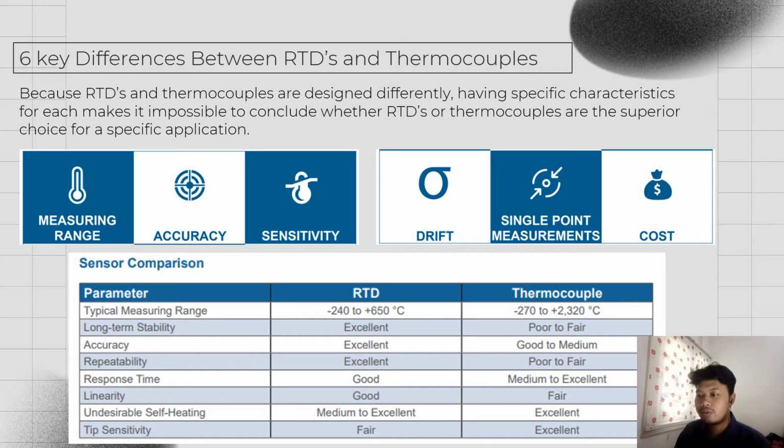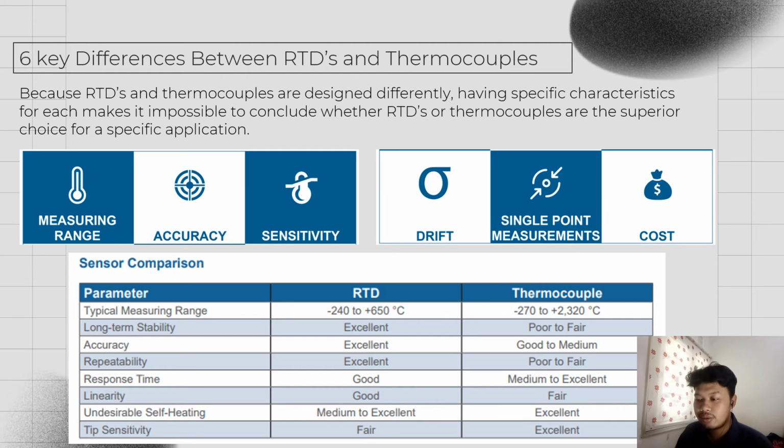The fourth factor is drift. The RTD sensor has a small drift due to its design, which makes it produce stable readings for a longer duration than the thermocouple does.